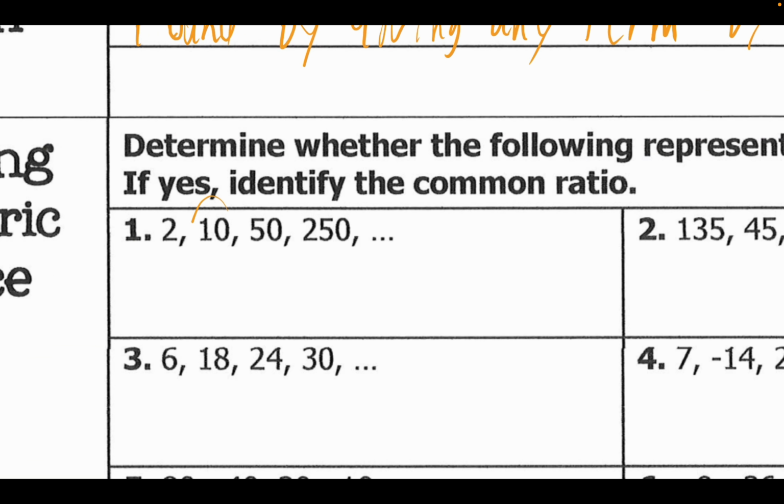So if we divide 10 by 2, we get 5. So we multiplied by 5 to get here. Multiplied by 5 to get to 50. Multiplied by 5 to get to 250. So on and so forth. And once again, if you take 250 divided by the previous term, 50 divided by the previous term, 10 divided by the previous term, all end up being 5. So yes, this is a geometric sequence, and the ratio is 5.